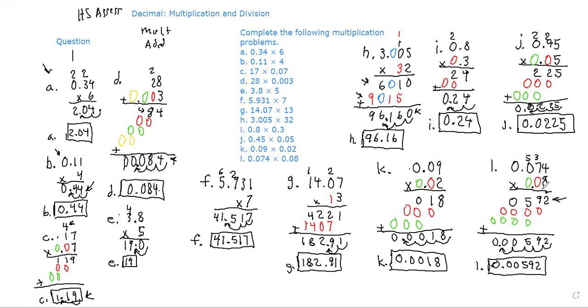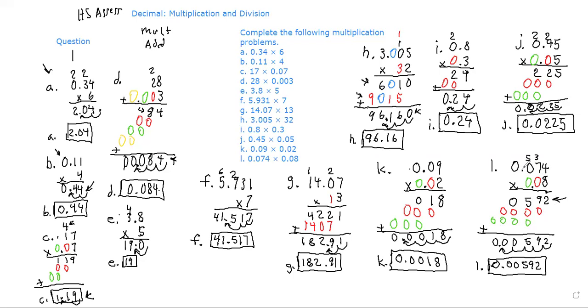Now we're going to add up everything, all the numbers in the same place value. So 2 plus nothing is 2. 9 plus 0 is 9. 5 plus 0 plus 0 is 5. 0 plus 0 plus 0 is 0. 0 plus 0 is 0. And then we have 0 plus nothing is 0.